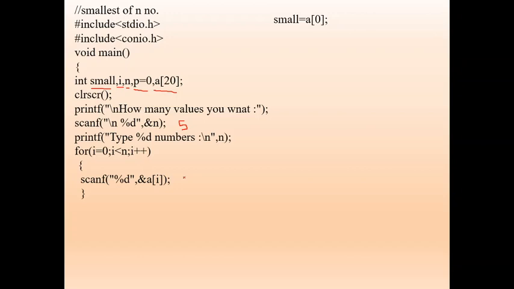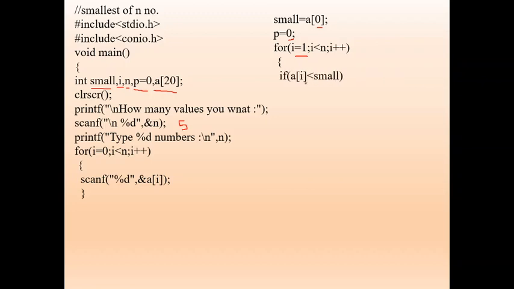Here the actual main process starts. I am considering the first member, that is a of 0, as the small member, and its position is 0, so I am assigning 0 as the position. Now I have to start the loop. This is the key point. I am comparing from 1 onwards, not 0. Even though the array index starts from 0, here I am starting from 1 because a of 0 is already assigned to small. So I am not considering a of 0. I am considering the loop from 1 to n minus 1.